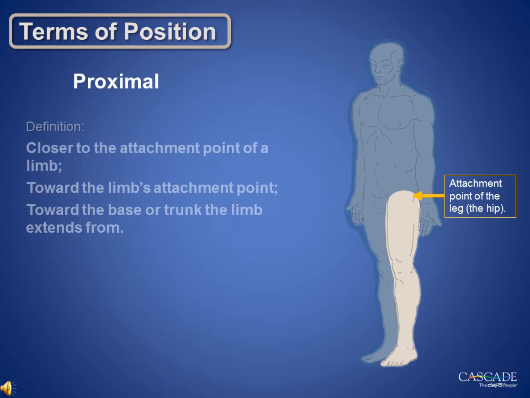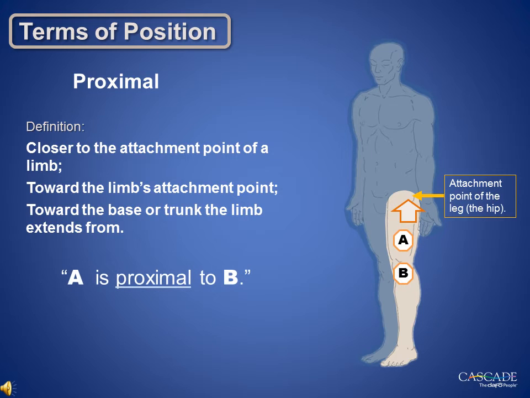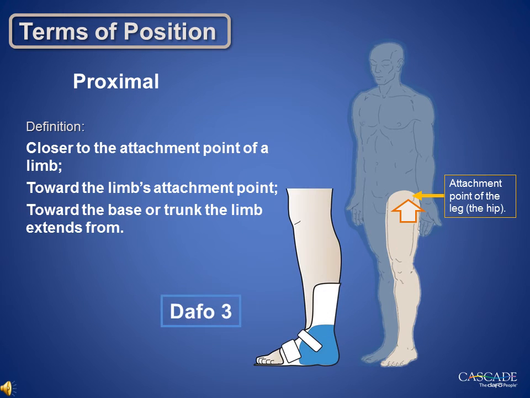Proximal means to be closer to the attachment point of the limb, in a direction towards the attachment point or toward the base or trunk the limb extends from. In this example, A is proximal to B. We refer to the uppermost trim line of a brace shell as the proximal trim line.